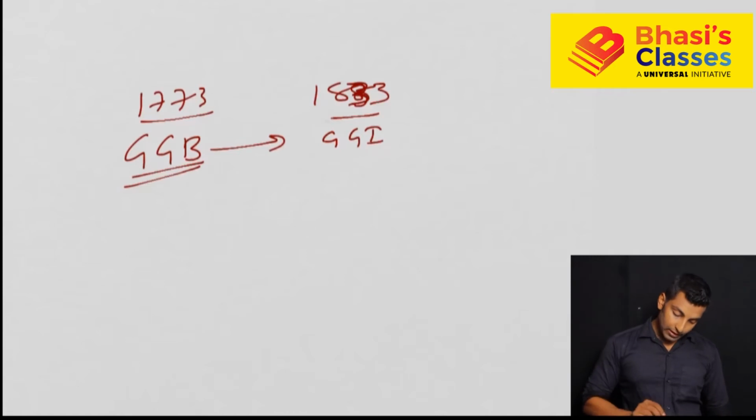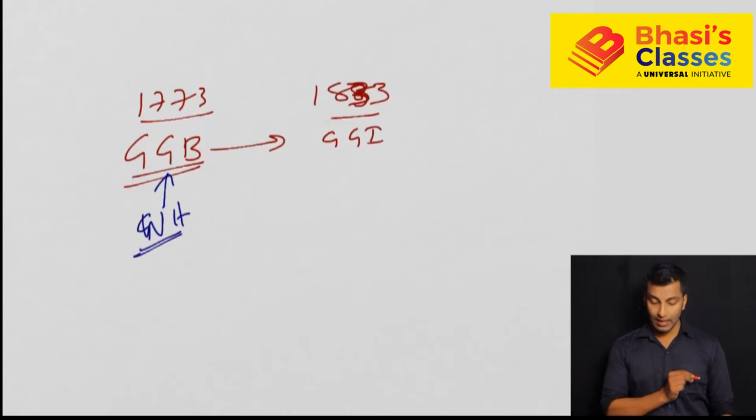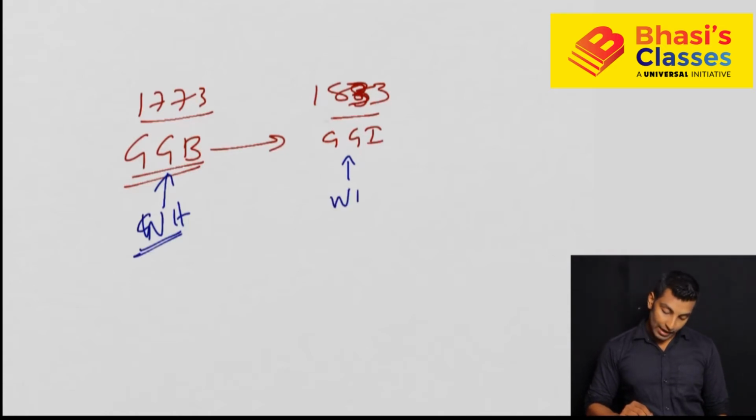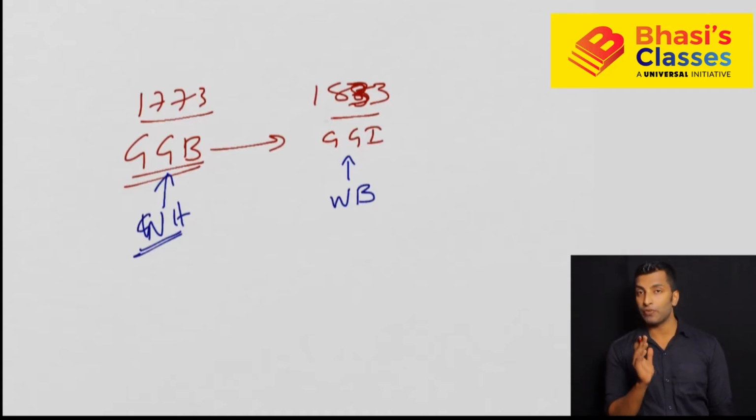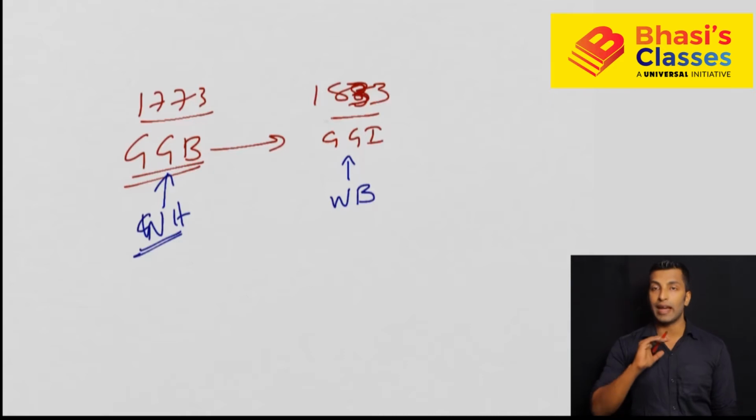The first Governor General of Bengal was Lord Warren Hastings, and the first Governor General of India was Lord William Bentinck. The last Governor General of Bengal, if you ask me, is also Lord William Bentinck, because during his time only this act came. When the act came, the post of Governor General of Bengal was abolished and the Governor General of India post was created. So obviously he became the first Governor General of India and the last Governor General of Bengal.